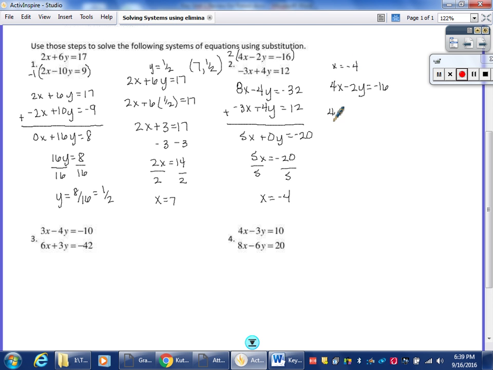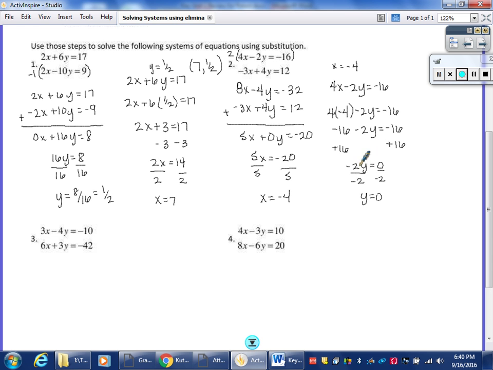And so this is 4 times negative 4 minus 2y is equal to negative 16. This is negative 16 minus 2y is equal to negative 16. Add 16 to both sides. I get negative 2y is equal to 0. Divide by negative 2. And I get y is equal to 0.